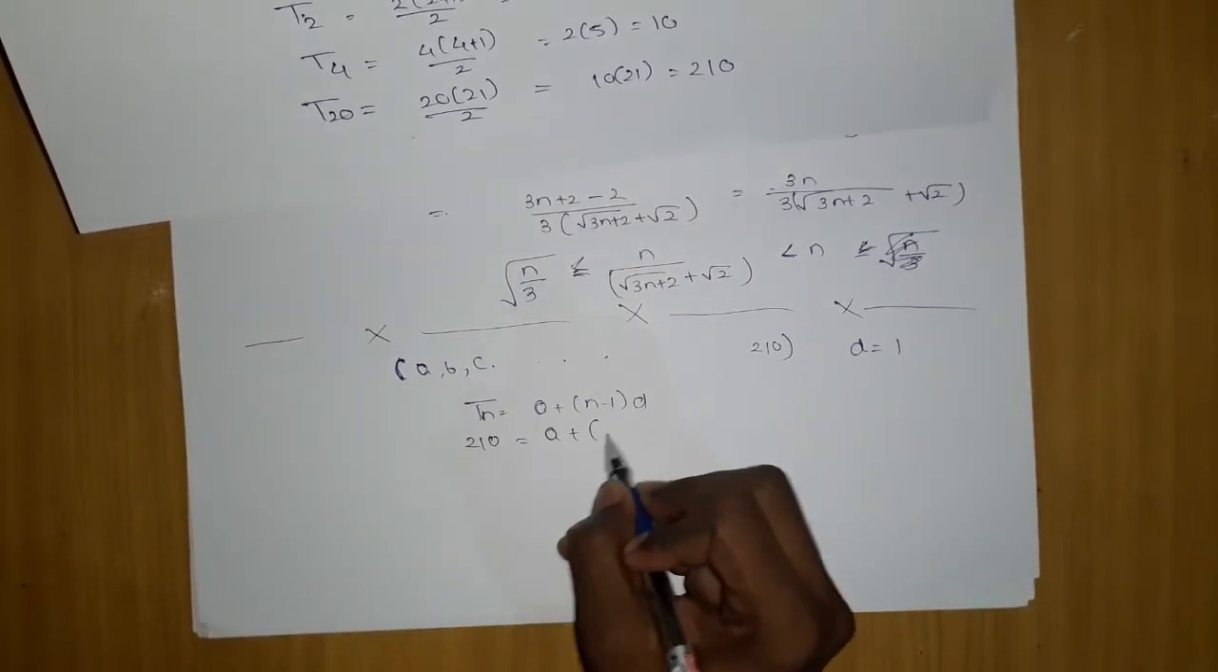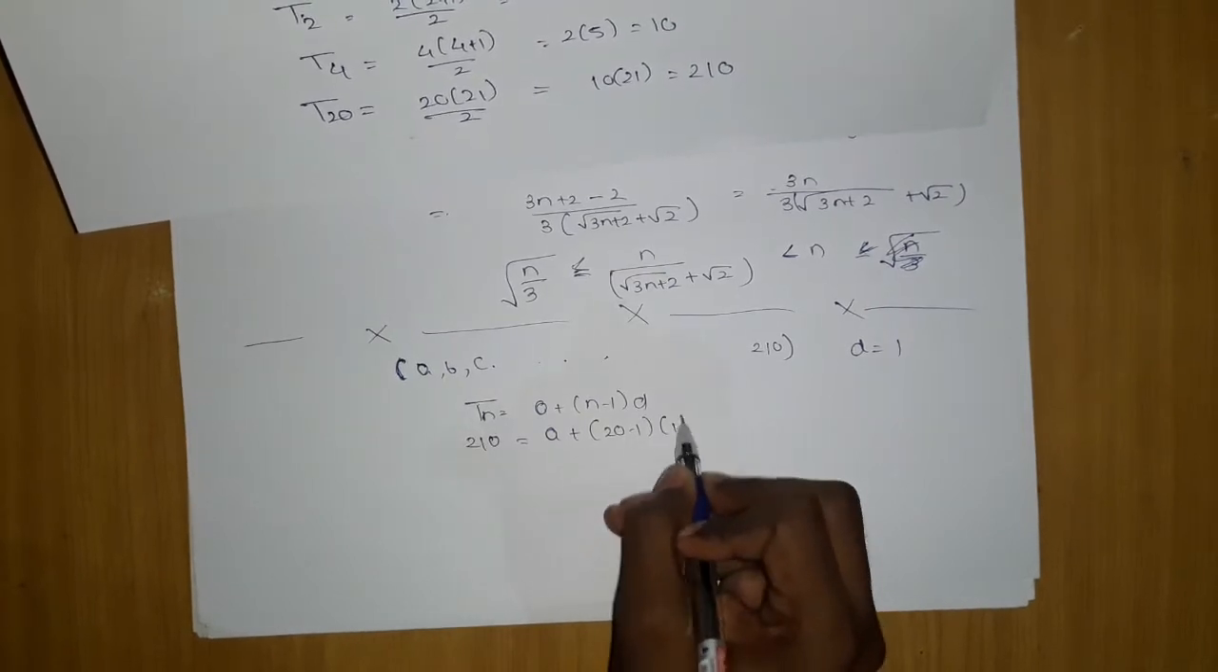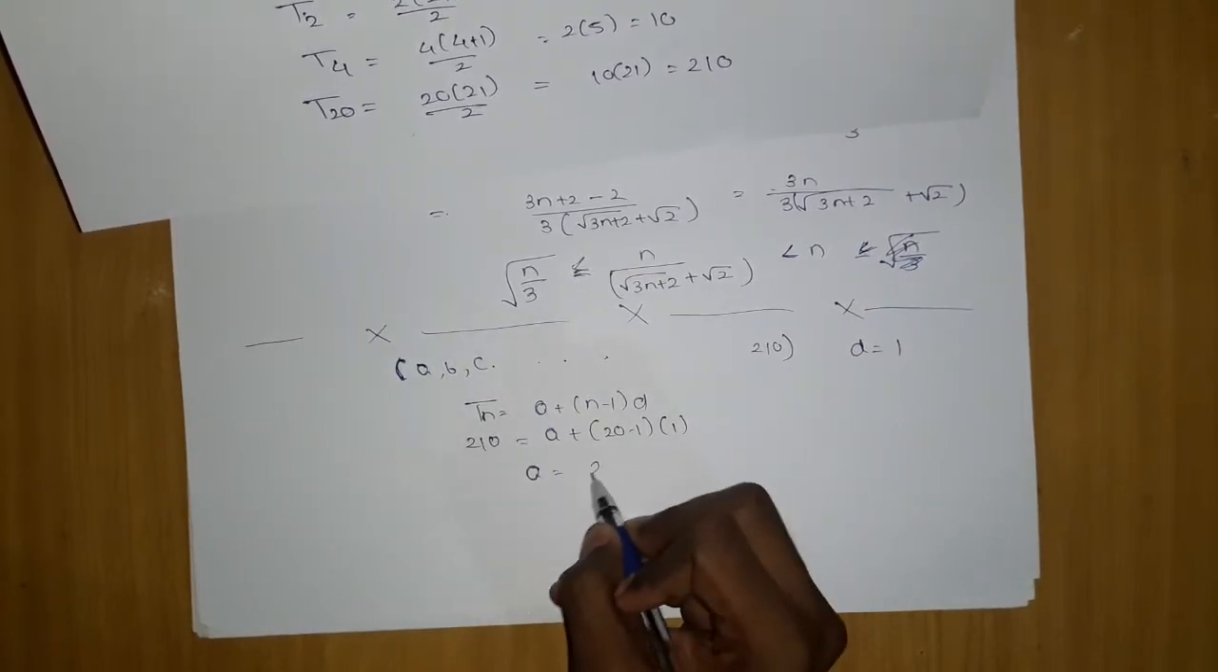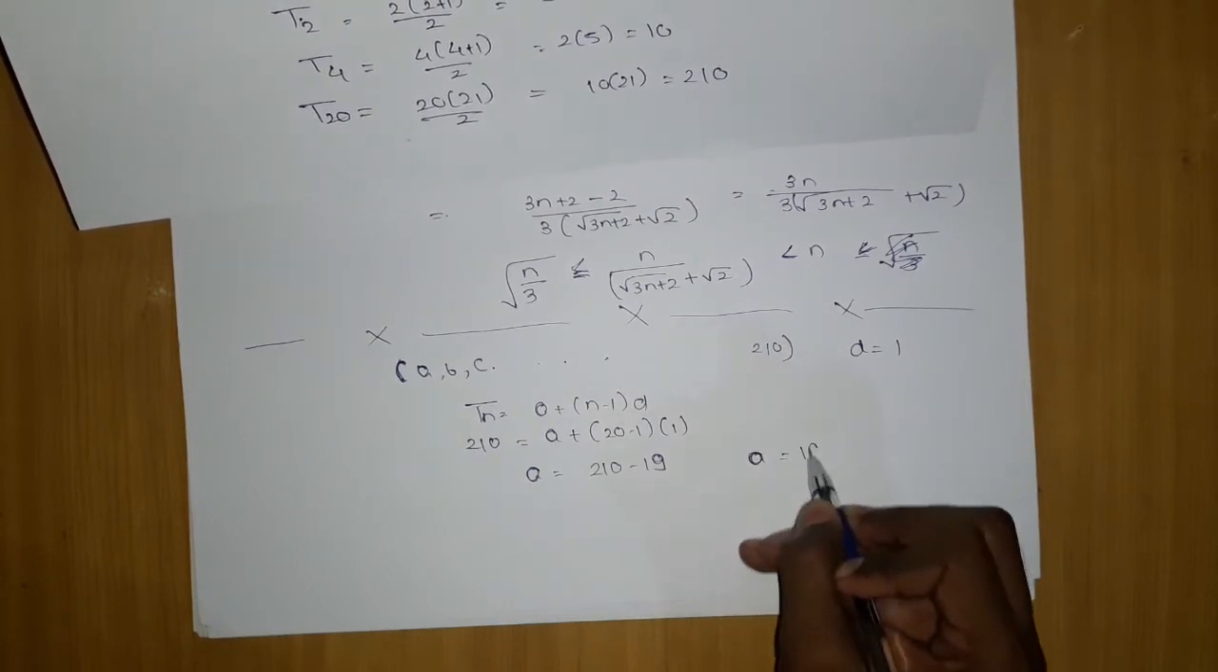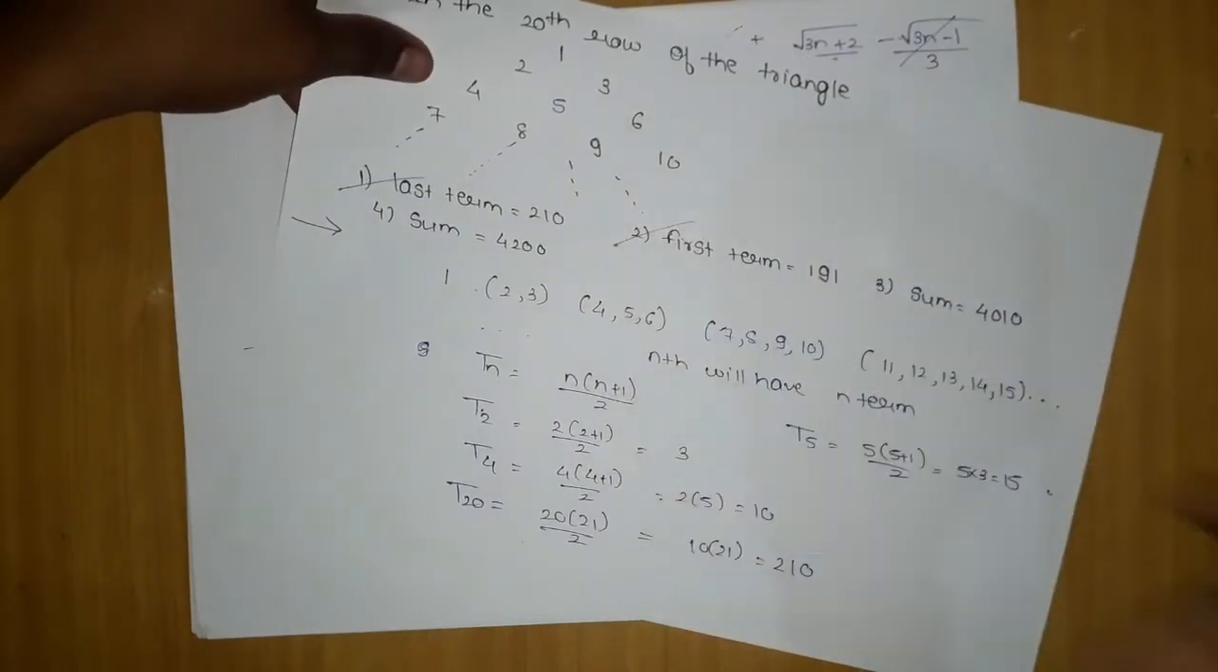A I should know. 20th row is what? 20 minus 1 into D is what? 1, which will give me A is equals to what? 2, 110 minus 19, which will give me A is equals to 191. So my first term is also correct.